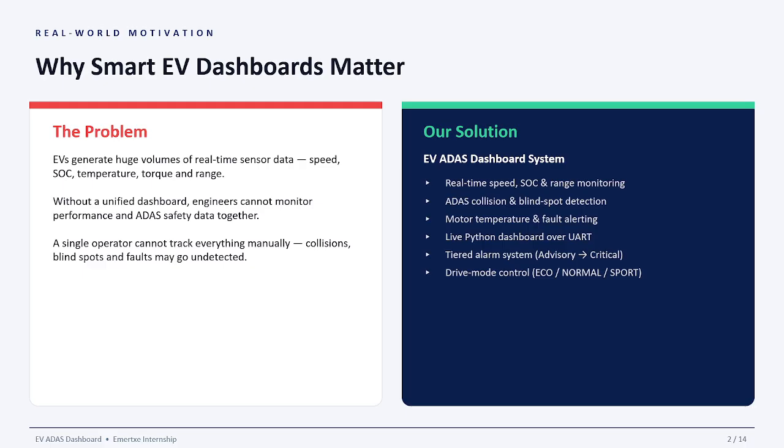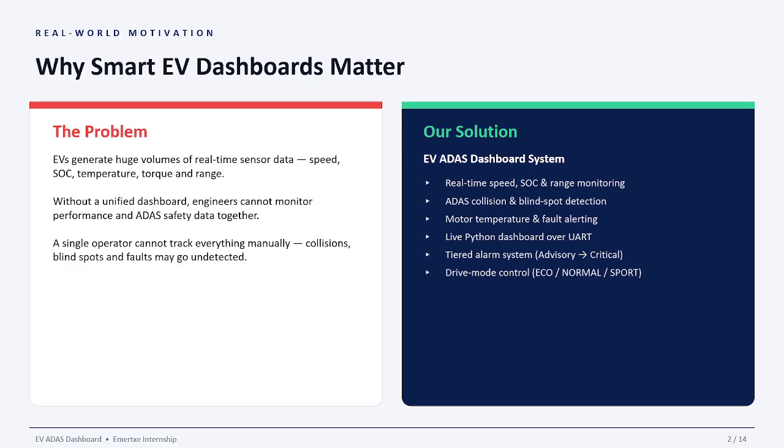Before discussing the implementation, let me explain why this project is important. Modern electric vehicles continuously generate a huge amount of information. This includes vehicle speed, battery state of charge, motor temperature, motor torque, driving range, obstacle distance, and many other parameters. If engineers monitor each parameter separately, it becomes difficult to understand the overall condition of the vehicle. Important safety events like collisions or blind spot detections can easily be missed.